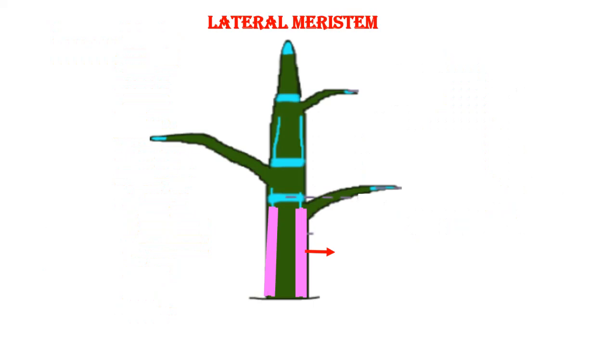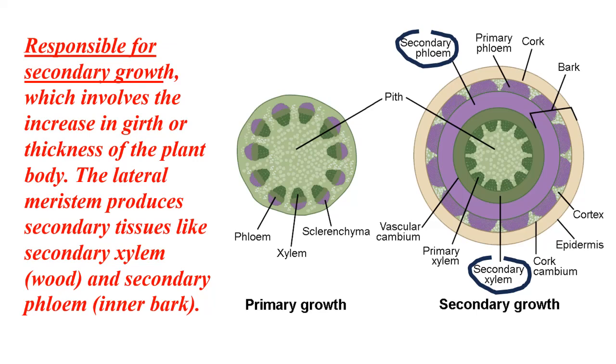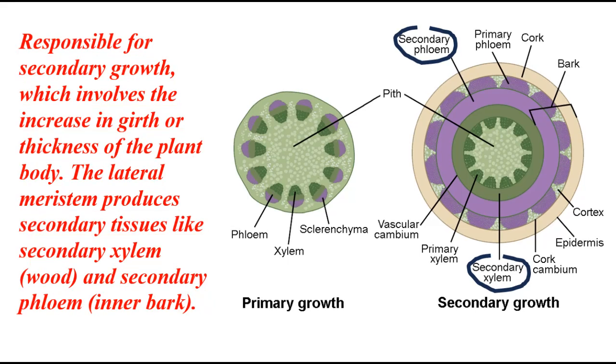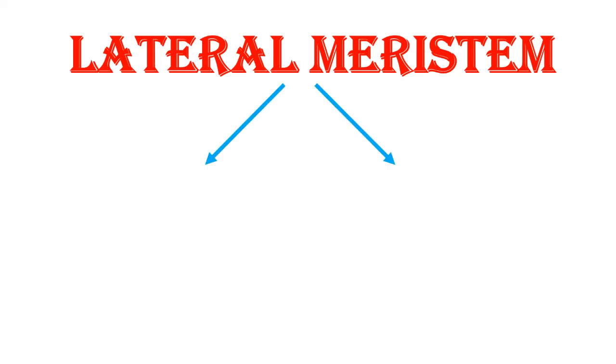They are found along the sides of the stem and roots, and they are responsible for secondary growth, which involves an increase in girth or thickness of the plant body. The lateral meristem produces secondary tissues like secondary xylem, wood, and secondary phloem, inner bark. There are two main types of lateral meristems: vascular cambium and cork cambium.